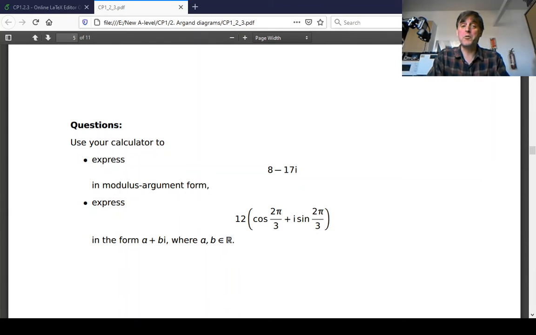Okay, so let's just make sure that you can do that on your calculator, because it's a really useful thing to do. Pause the video, use that function on the calculator to convert these numbers into their various forms, and then restart when you're ready.